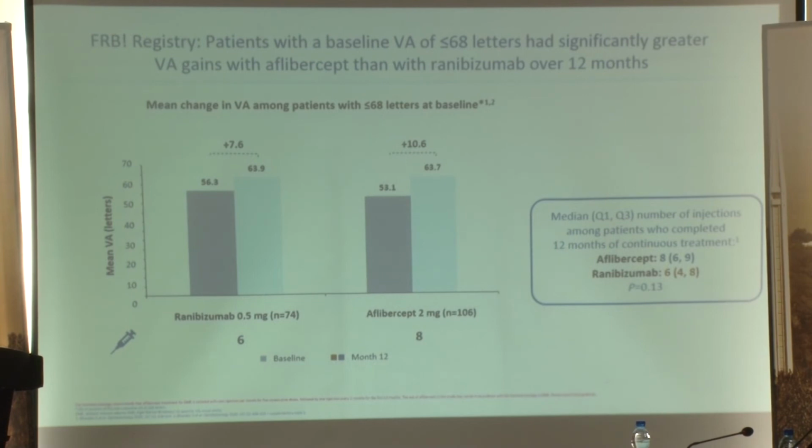The Fight Retinal Blindness Registry is again a large database, which also showed that those with less than or equal to 68 letters of vision at baseline had significantly greater visual gain at 12 months. Here they have shown the comparison between ranibizumab and Aflibercept. You can see here at the baseline, and after giving the injections, there is a significant improvement in the vision. Here you are seeing more injections in the Aflibercept group in comparison to ranibizumab, but that is statistically insignificant. They are almost the same number.